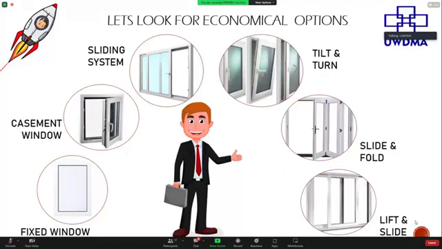Come on, open the chat box. Let's discuss this. Fixed window. No, only type yes or no. Fixed window, yes. Just type yes. Ankit, can I say no for fixed windows? Do you think fixed windows are an economical option or not? Okay, yes. So everyone is saying it is an economical option. Fine.